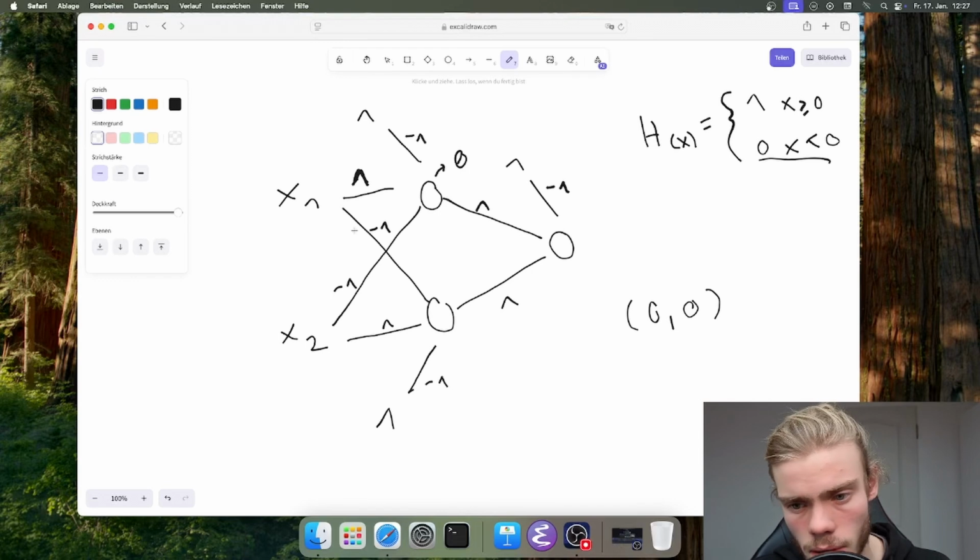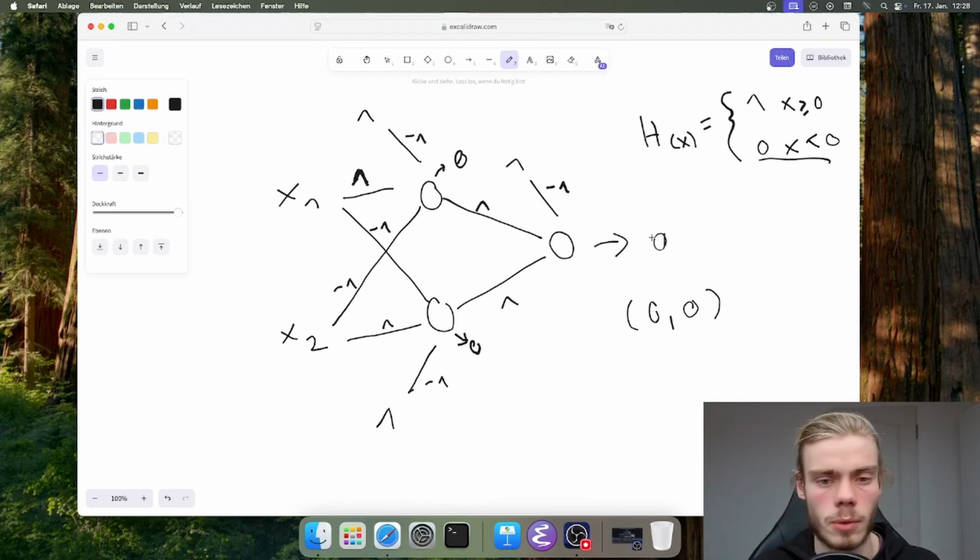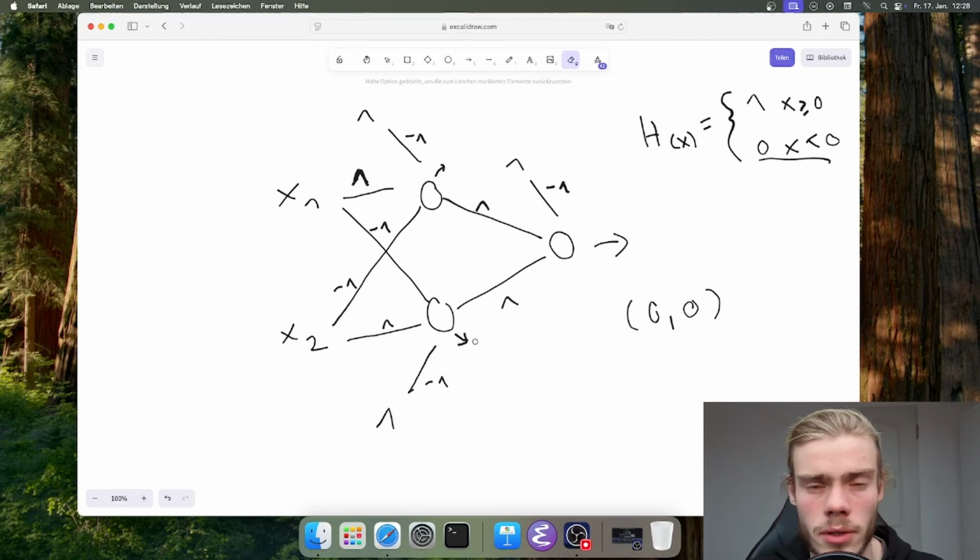For this neuron, it's kind of the same thing. 0 times negative 1, 0 times 1, minus 1 is also minus 1. So this neuron also outputs a 0. 0 times 1 plus 0 times 1 minus 1 is negative 1. So the output of this neural network is 0. And for 0, 0 as an input, we would expect the XOR function to output a 0. So that is correct.